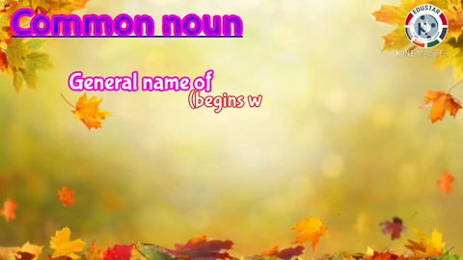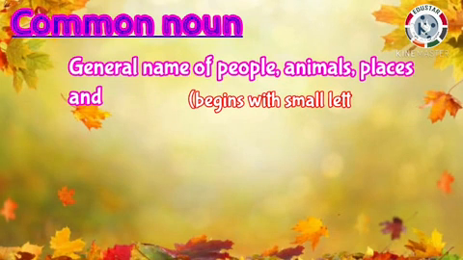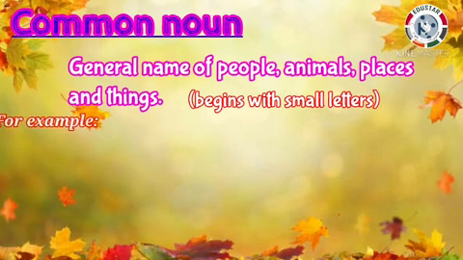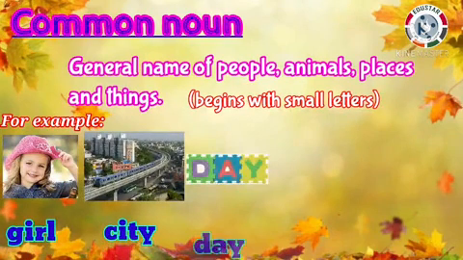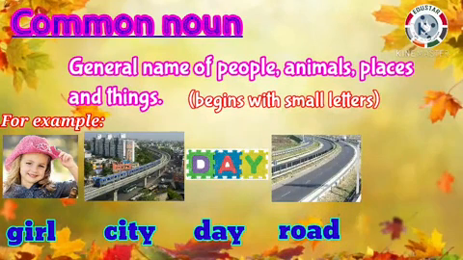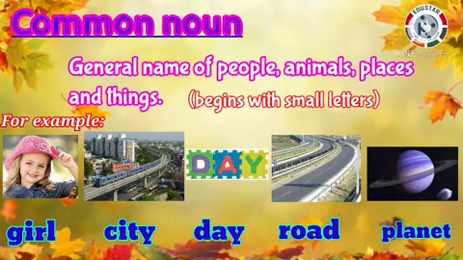A noun that gives a general name to people, animals, places or things is called a common noun. For example, the words girl, city, day, road, planet and etc. are common nouns. The common noun doesn't begin with a capital letter, it begins with small letter.